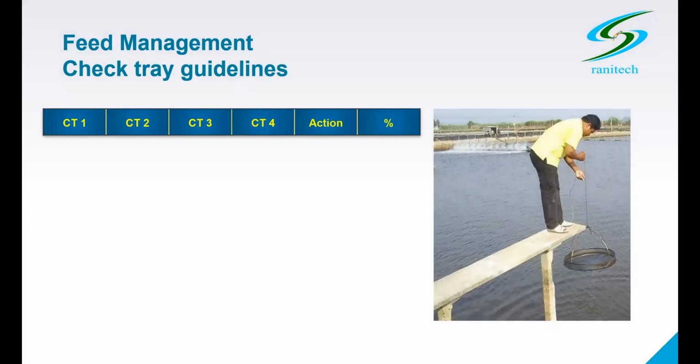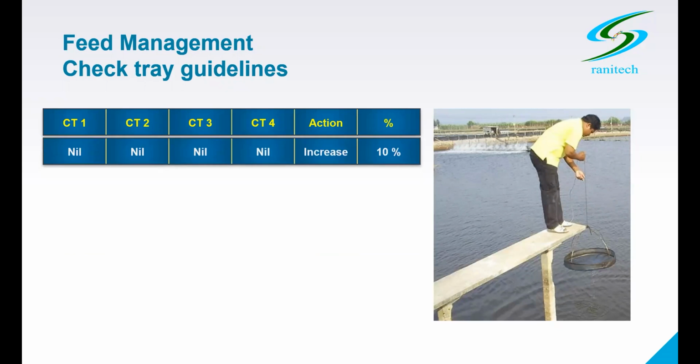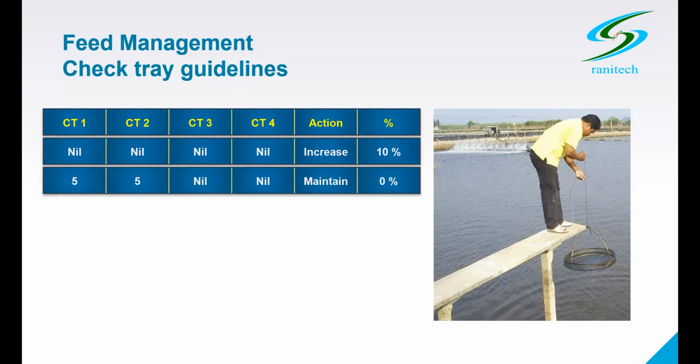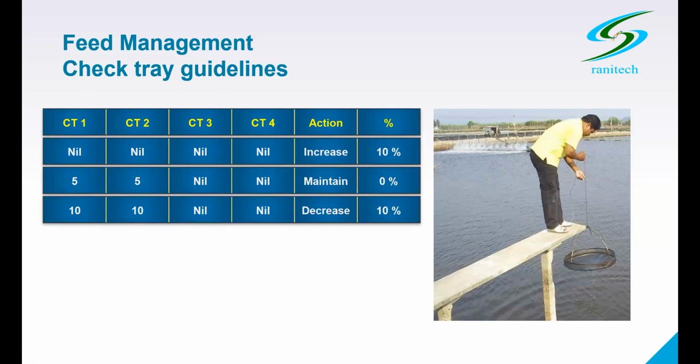Once we do this monitoring, we have to be very strict about how we monitor the check tray. Those who have 4 check trays can follow this rule, and those who have only 2 check trays can take an example, check tray 1 and check tray 3. This is how I try to analyze. If you feed them and check after 1.5 to 2 hours, and all the check trays show nil, no feed, but you have a lot of fecal matter present in the check tray, you can increase the next meal by 10%. If 2 check trays have left over around 5 grams or 5% of feed, and the other 2 check trays are fully completed, you can just maintain the feed. It is easy to understand. Everybody has their own standard.